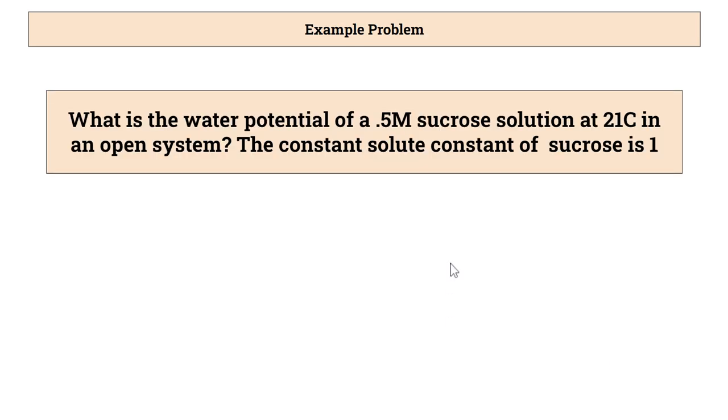I'm going to give you an example problem, and then you can attempt it tonight, and then we will go over it tomorrow. It says, what is the water potential of a 0.5 molar sucrose solution at 21 degrees Celsius in an open system? The ionization constant of sucrose is 1. Now, whenever a problem says it is an open system, that means that the pressure potential is going to be 0. Also, don't forget to convert Celsius to Kelvin when you attempt this. So go ahead and give this problem a try. We'll go over it tomorrow, and I will see you then.